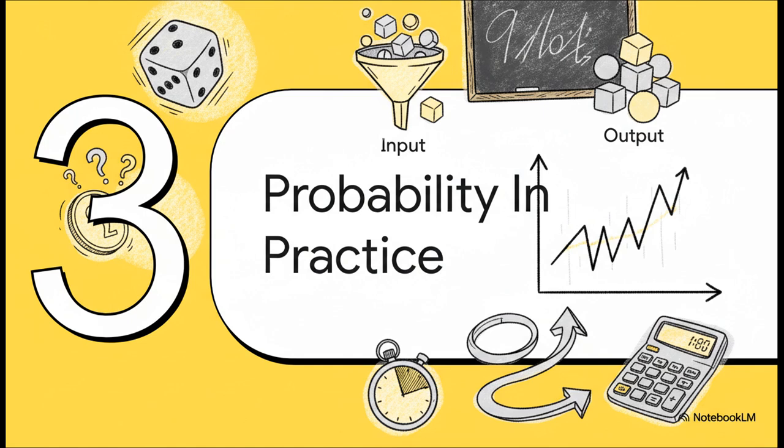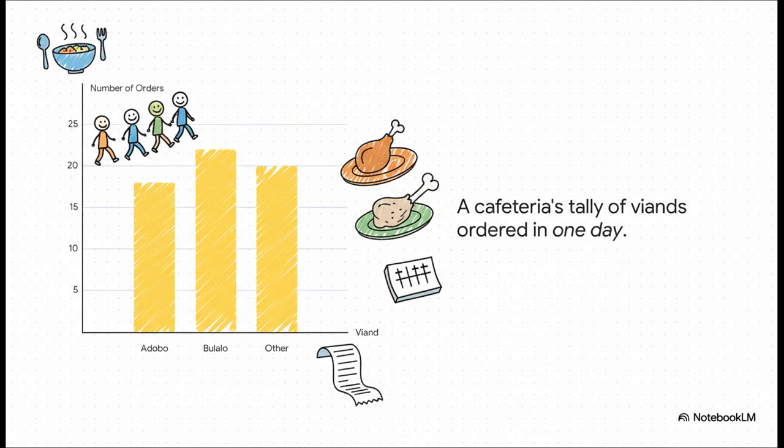All right, now that we've got the formula down, let's put it into practice. Let's apply it to a few real-world scenarios to see how it works when the numbers aren't quite so neat and tidy. So imagine a school cafeteria is tracking its lunch orders for the day. They sold 18 orders of adobo, 22 of bulalo, and 20 other meals. This chart gives us the raw data from their experiment, a single day of lunch service. So the total number of customers, or trials, is 18 + 22 + 20, which adds up to 60.